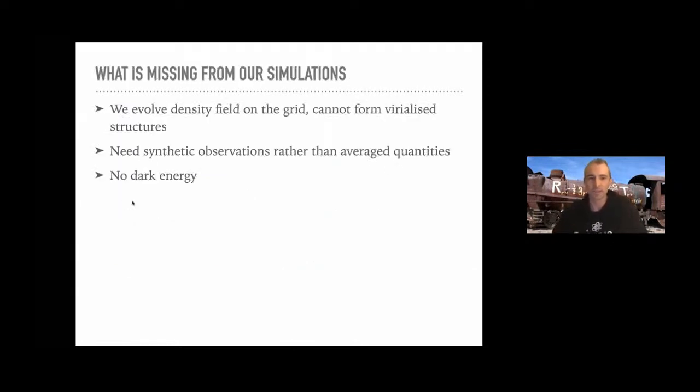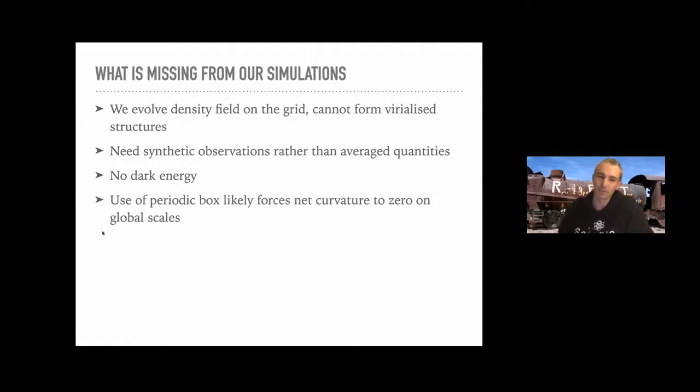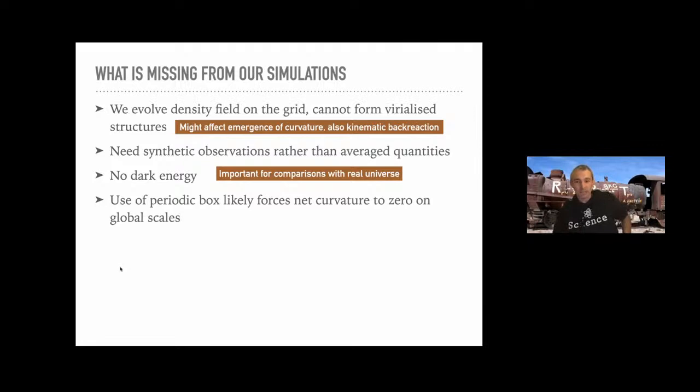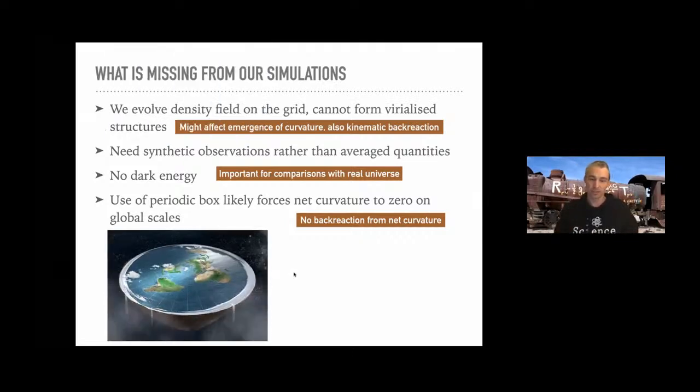Well, we do the density on a grid, so that means we can't form realized structures. We haven't really done any proper synthetic observations yet. Obviously, we don't include dark energy. I'm worried about the periodic box, because if you want to address this question about net curvature, then the periodic box kind of forces you to have net curvature zero. It's like saying if I start tiling the Earth with squares, I'm always going to get flat. I'm basically enforcing a flat geometry.